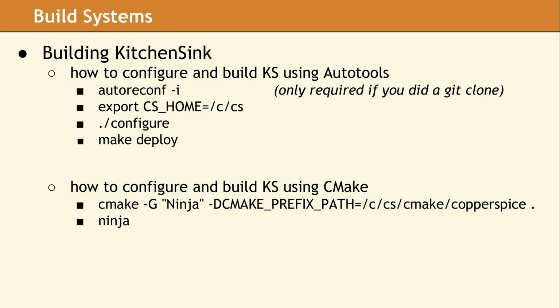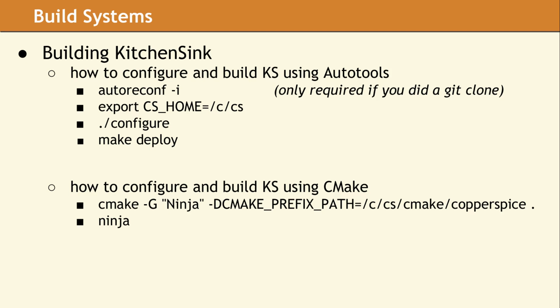Note that when we're using the AutoTools build system, we have to export an environment variable called CSHome. This is used so that the Kitchen Sink build system can find where the CopperSpice libraries are installed. There is really no mechanism built into AutoTools to find libraries that are installed on your system but not in the default directories.